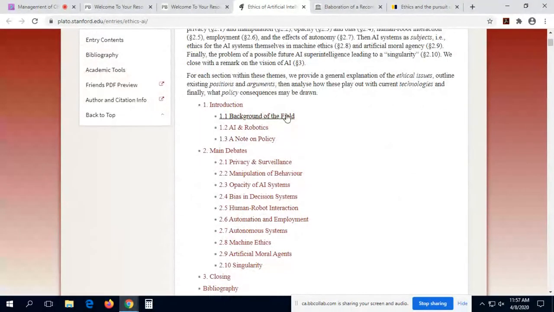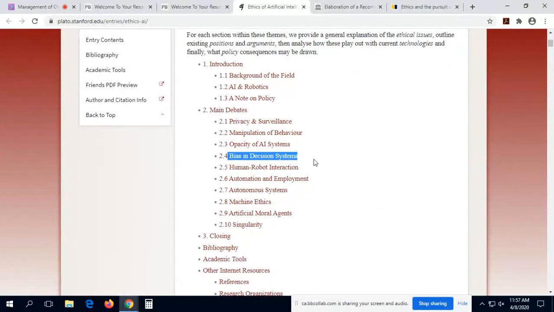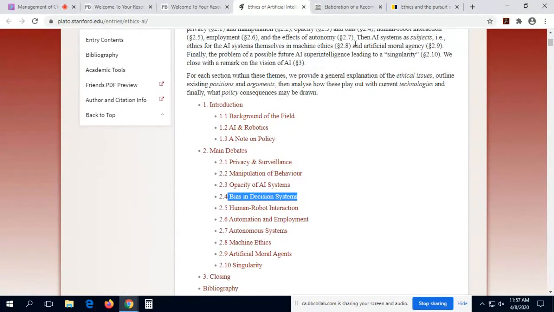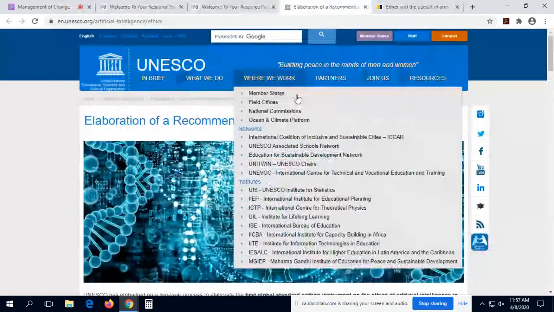This one is a very nice article. It gives you background information, privacy, bias in decision making. We spoke about that. It is done in a very nice way, a short article, not long, and done by a very reputable site. So please look into that.